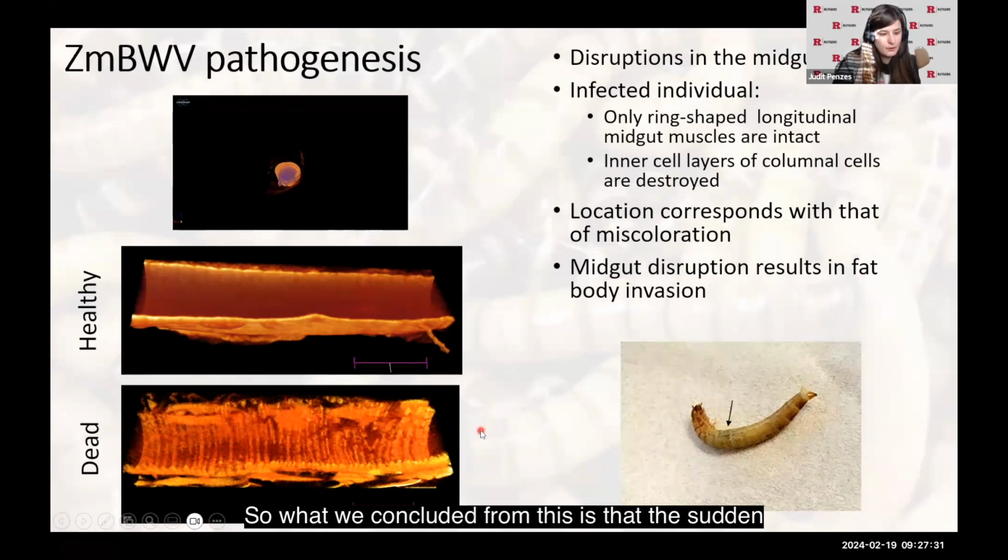What we concluded from this is that the sudden increase in virus titer, as well as the manifestations of the symptoms, probably happens when this virus, which originally replicates in the midgut trophic layer, breaches the midgut wall after destroying the trophic layer and suddenly invades the entire body of the animal, leading to a systemic infection, and as a result the onset of these systemic symptoms, as well as a sudden increase in virus titer.